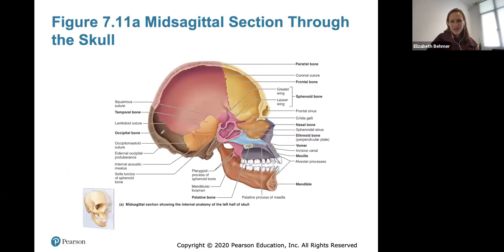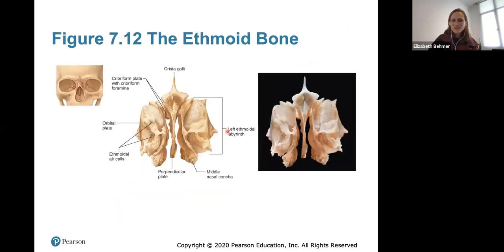So here's a look at the ethmoid bone. Here's the perpendicular plate of the ethmoid bone. Here are sphenoidal sinuses spaces. So this is just a look at a mid-sagittal section showing the internal anatomy of the left half of the skull. Here's the ethmoid bone. Here's the middle concha, the perpendicular plate, and the crista galli, which sticks up from the cribriform plate with cribriform foramina.